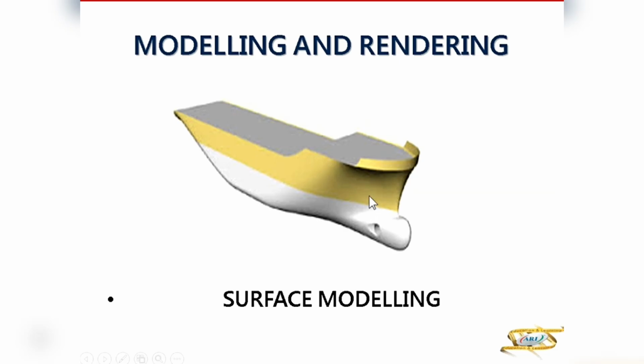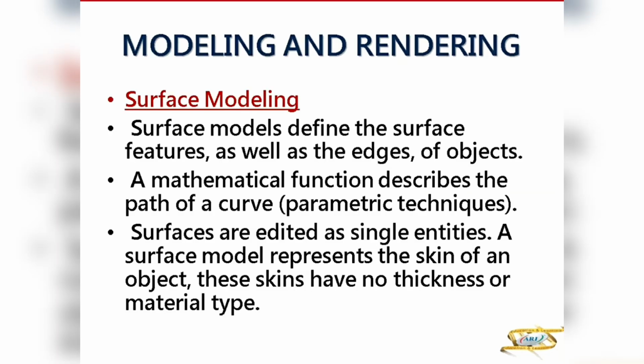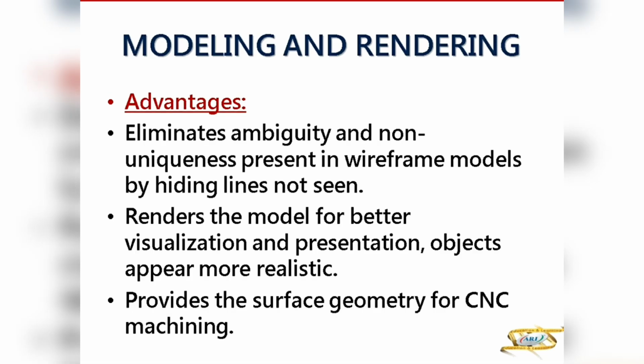This is surface modeling. In surface modeling, you define the surface areas, you get the edges of the object plus the surface. It's a mathematical function describing the path of the curve. And these are edited as single entities. And these represent the skin of the object, but will not give the thickness of the skin. You get the surface, but you don't get the depth. So the advantage is it eliminates the ambiguity which you had with the hidden lines, and the non-uniqueness is all eliminated. Plus the rendering is better. I'll explain after solid modeling what is rendering.